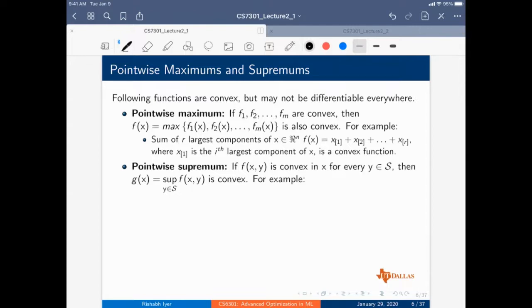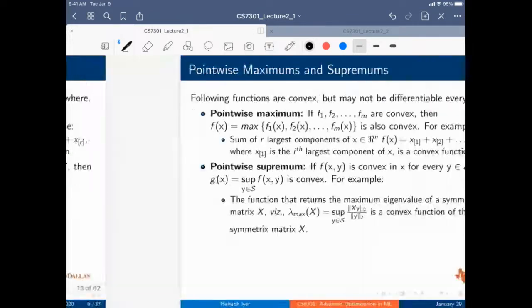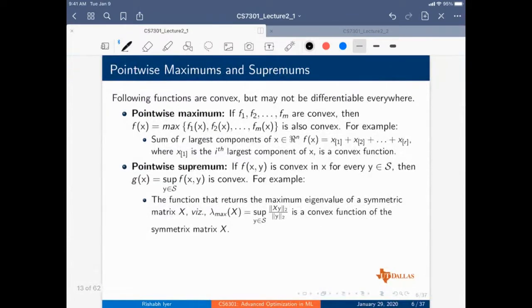So next we'll extend this to pointwise supremums instead of maximum. This is a technical point, but you can extend this to a continuous set of quantities, and look at the supremum instead of the maximum. An example of this is to take g of x to be the sup over y in S of f of x comma y, and this function is convex if f of x comma y is convex.